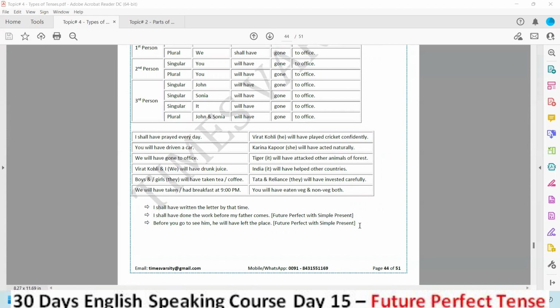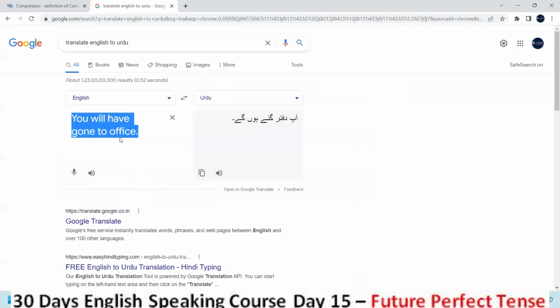No, please read these three. I shall have written the letter by that time. मैं लेटर लिख चुका हूँगा वो टाइम तक, this is future, right? I shall have written the letter by that time. मैं वो वक्त तक वो लेटर लिख चुका हूँगा.